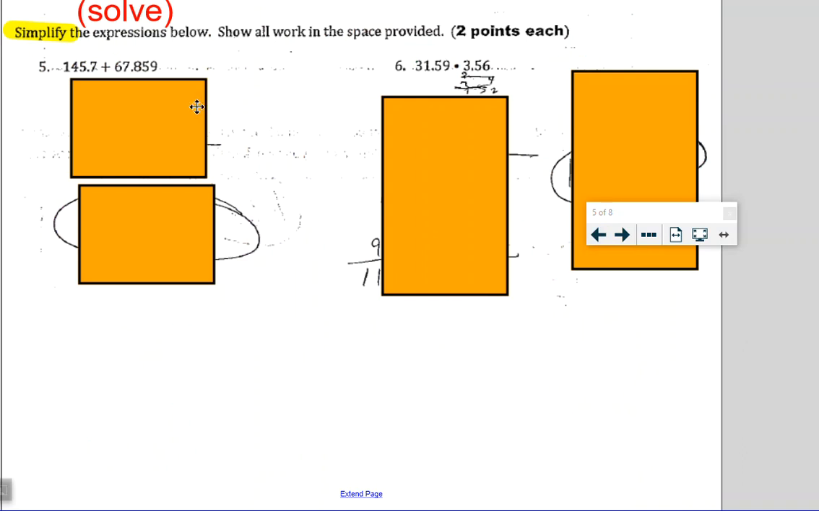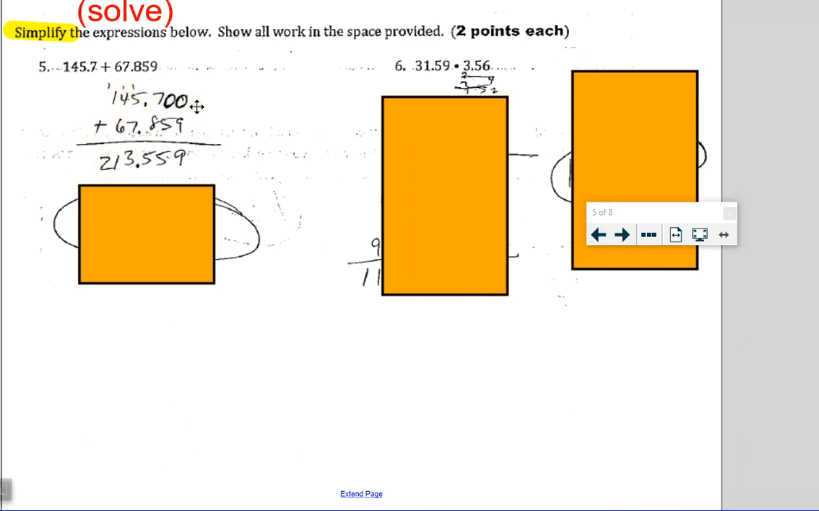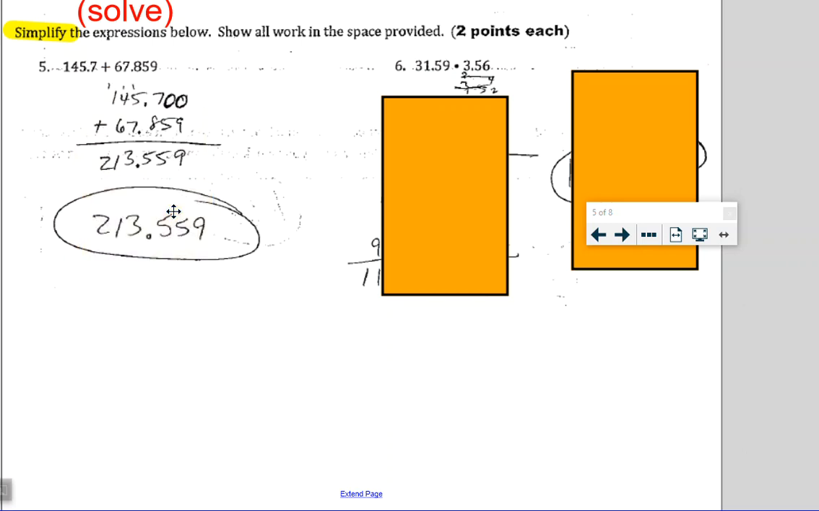Number 5 was addition. So you want to line up your decimal points. You might need to plug in some zeros because that 7 is only 1 decimal number, and over here I have 3 decimal numbers. So I put some zeros to balance my problem out. And then I add like normal, and I get 213 and 559 thousandths.